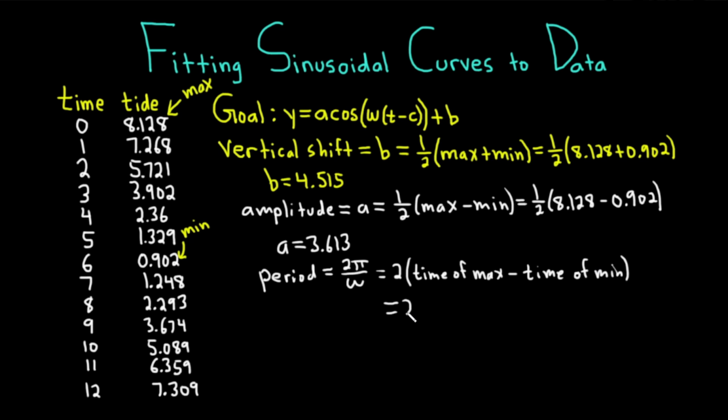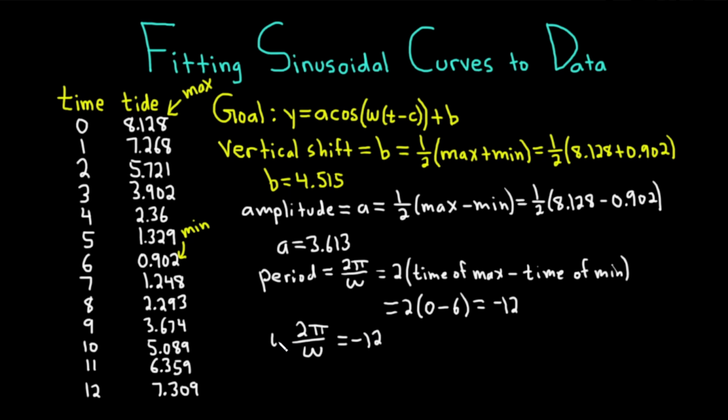So for us, it's going to be 2 times, well, the time of the max is 0 using our chart, and the time of the min is going to be 6 using our chart. It's just going to be -12. So now we have an equation, right? We have 2 pi over omega, and that's equal to -12. So we have to solve for omega.